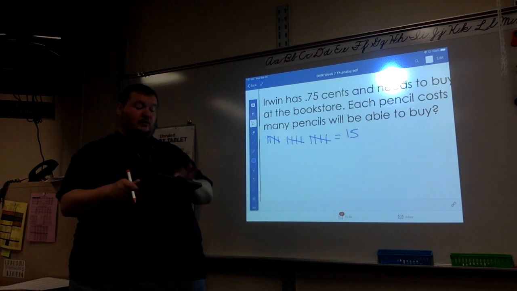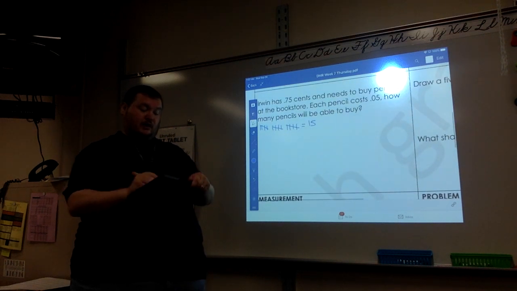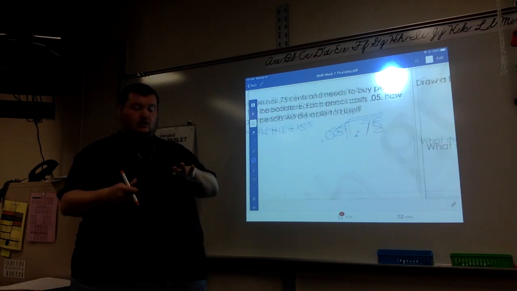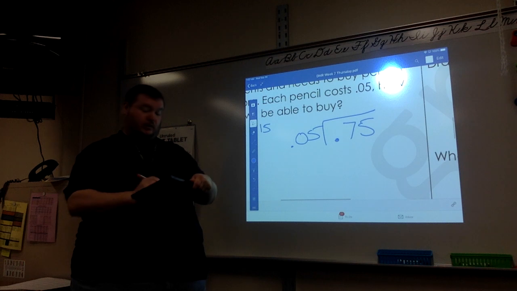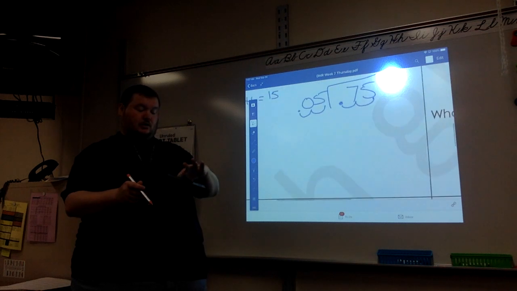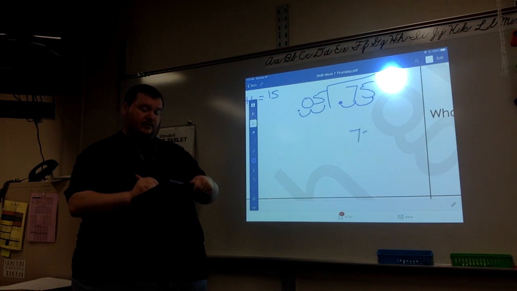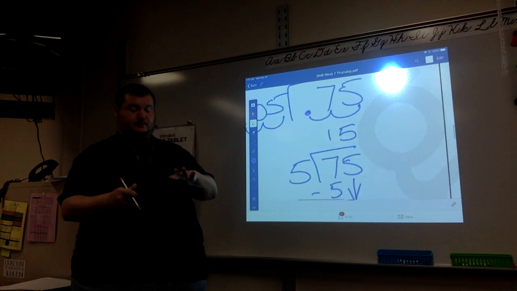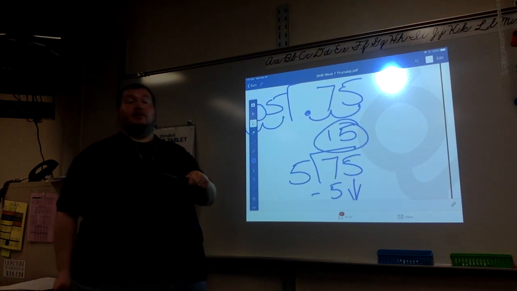Or I can go ahead and do division again. So we have 0.75 divided by 0.05. To make the 0.05 a whole number, move that decimal twice, move it twice here. So then we have the problem 75 divided by 5. 5 goes into 7 once. We have 2 left over. Bring your 5 down. 5 times 5 is 25. And there's our answer of 15 pencils.